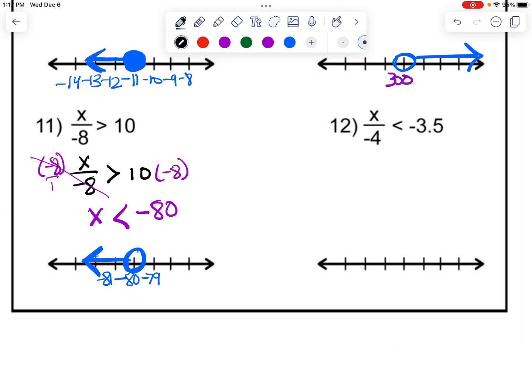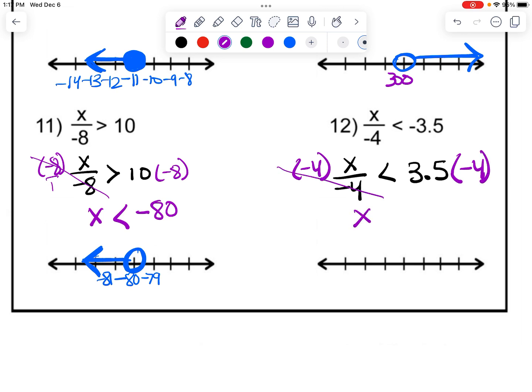And for my final example, x is being divided by -4, and the opposite of dividing by -4 is to multiply by -4, and whatever I do to the left, I need to do to the right. These are going to cancel out and leave me just with x, and I'm going to switch the direction of my inequality symbol because I multiplied both sides of the inequality by a negative number, and then 3.5 times 4 is going to give me 14, but I have a positive times a negative, so I know that's a -14.